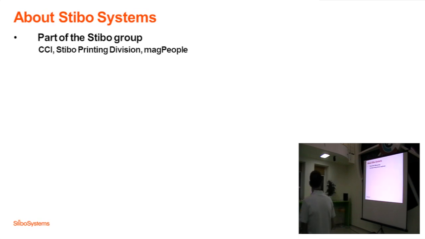And we have our printing division. Actually, Stibo comes out of an old printing shop. We are a very old company. I don't remember how old right now. Embarrassing, a couple of hundred years or something. But we still do printing. Then we have MagPeople, which is a company that makes software for magazines.